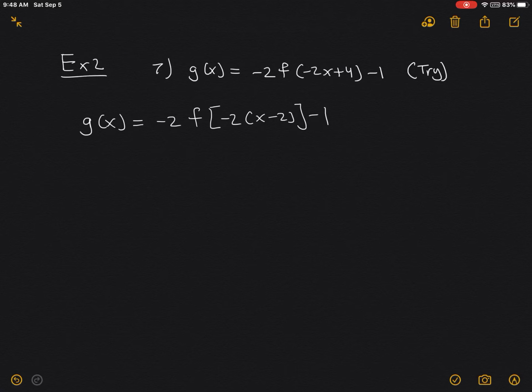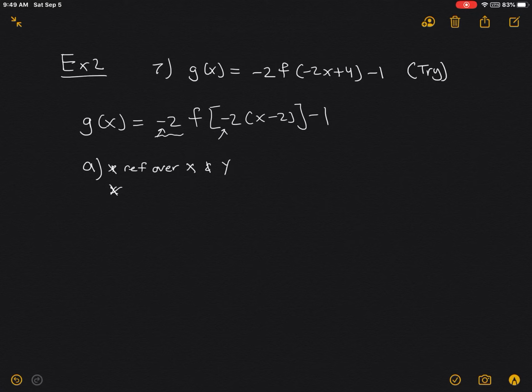Now I can tell if it's a shift to the right or to the left. If you just look at the original function, you might think it's shifted 4 to the left, but it's actually 2 units to the right. So line by line, this negative right here in front of the 2 is a reflection over the x. This one right here tells you it's a reflection over the y. So I'll say reflection over the x and y.